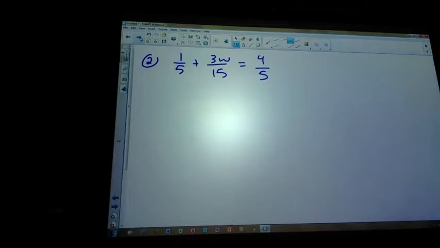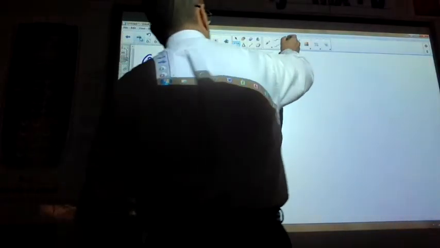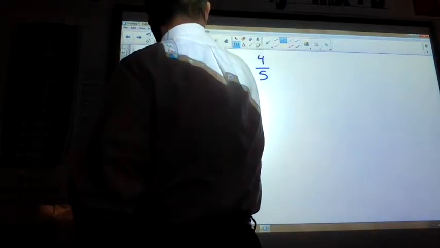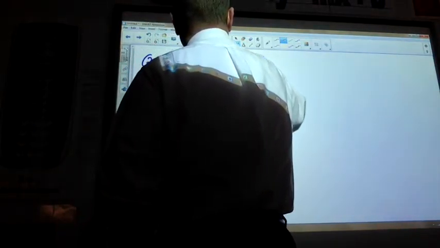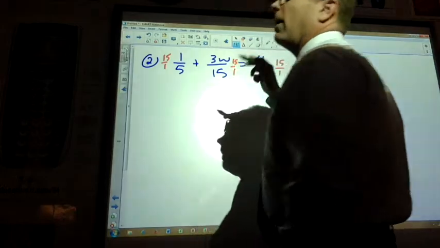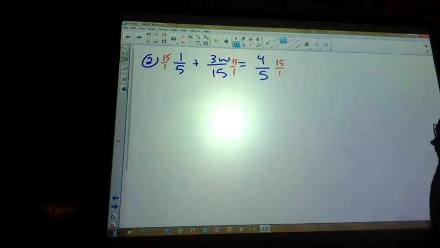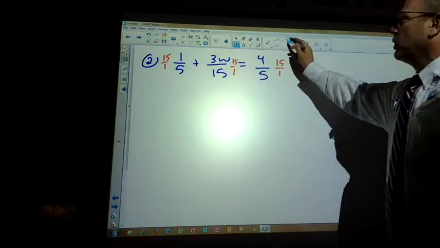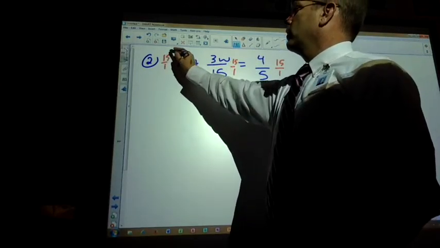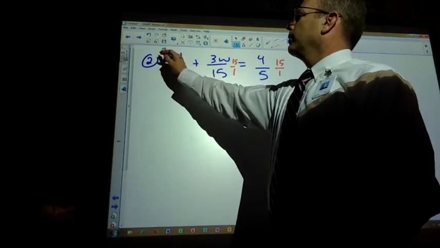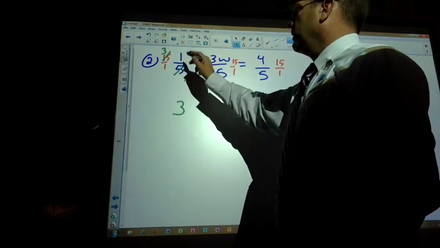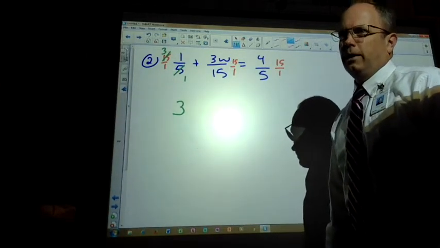If I multiply by 3, I have 3 fifths, 9 fifteenths, and 12 fifteenths. So 15 over 1, make the bottom 15. Or what if I do this? Multiply everything by 15 over 1. The reason 15 over 1 works is both 5 and 15 go into it, right? They go in 3 times. Watch what happens though. 5 goes into 15 how many times? 3 times. 3 times 1 is just 3. So that becomes a nice small 3.